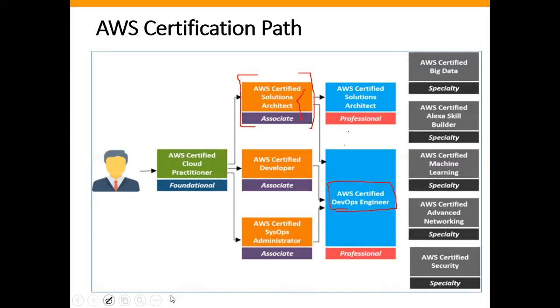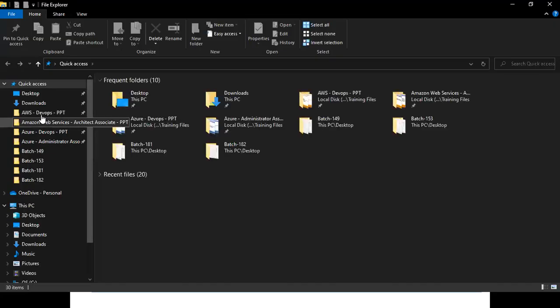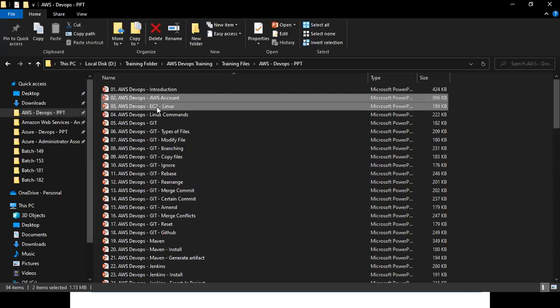In tomorrow's session, we are going to learn how to create our AWS account, and then we will learn how to create our Linux EC2 instance.